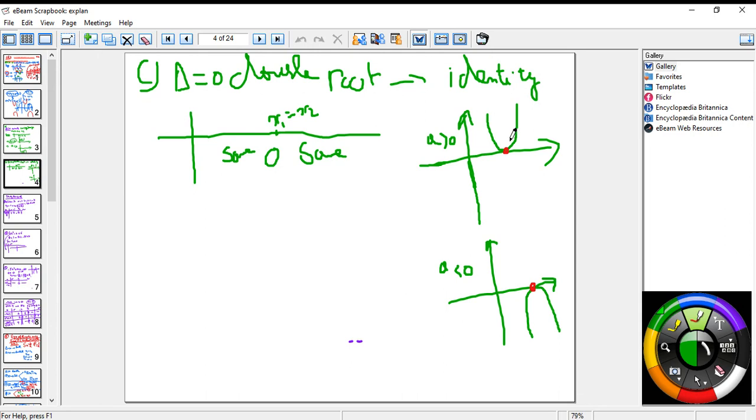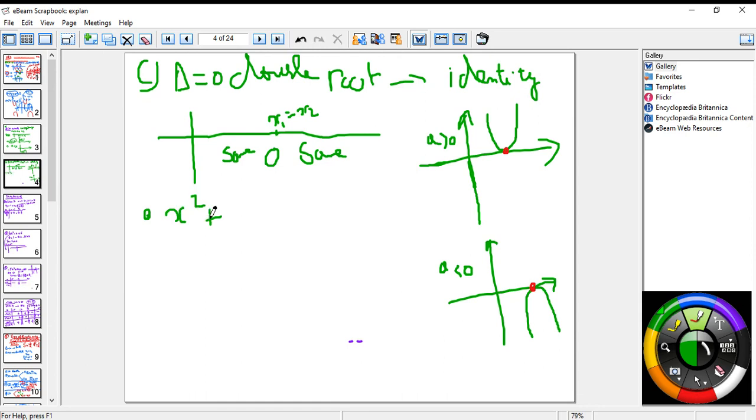When a is positive, the function is upward, and y is all the time positive. When a is negative, the function is downward, and the values are all the time negative. You're going to tell me, Miss, how can it have a negative sign and be an identity? An identity is all the time squared, meaning positive. How, Miss? We will see.